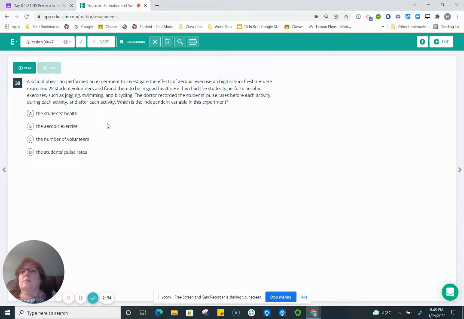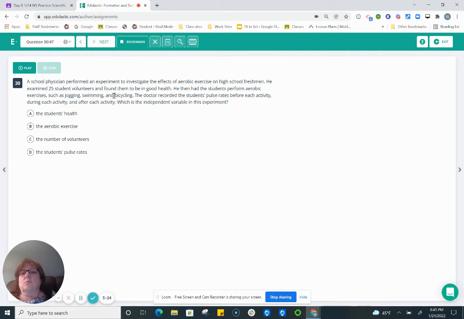A school physician performed an experiment to investigate the effects of aerobic exercise on high school freshmen. He examined 25 student volunteers and found them to be in good health. He then had the students perform aerobic exercises such as jogging, swimming, bicycling. The doctor recorded the students' pulse rates before each activity, during the activity, and after each activity. What is the independent variable in this experiment? In other words, what is he changing?